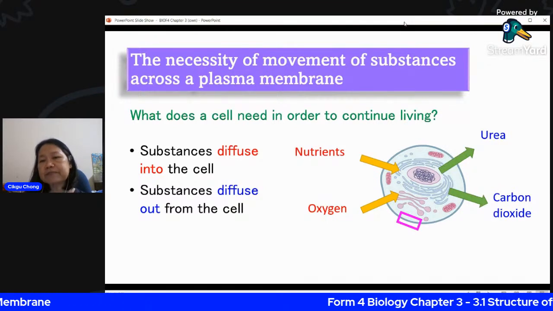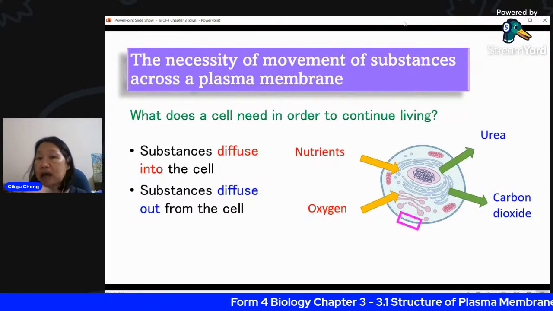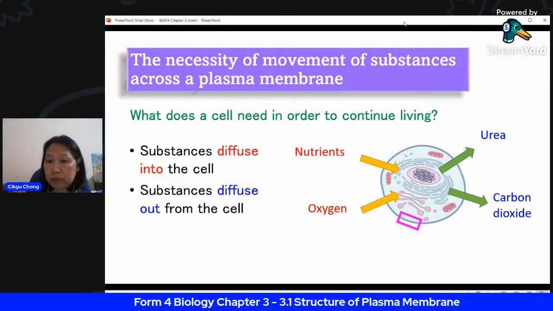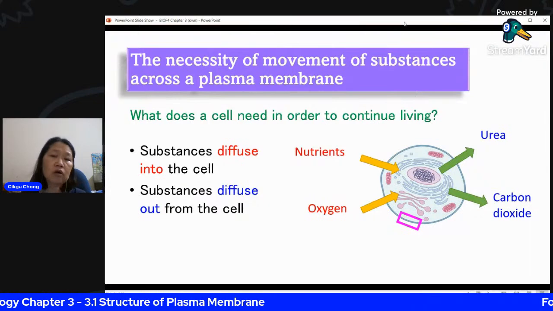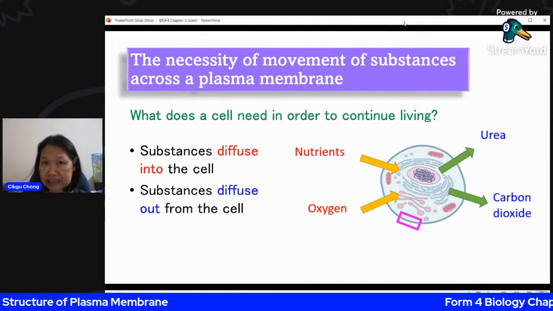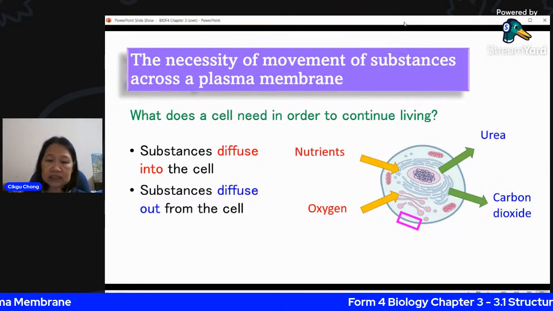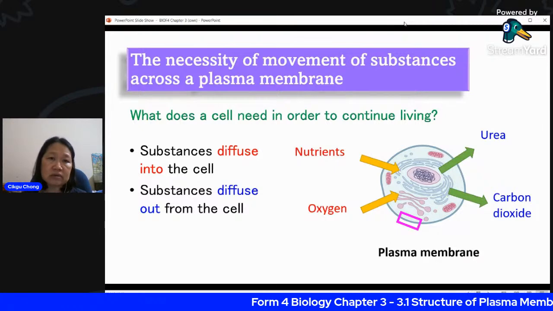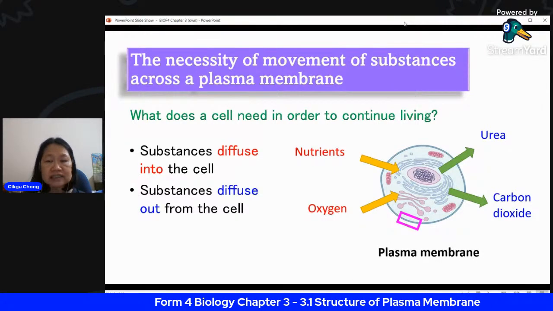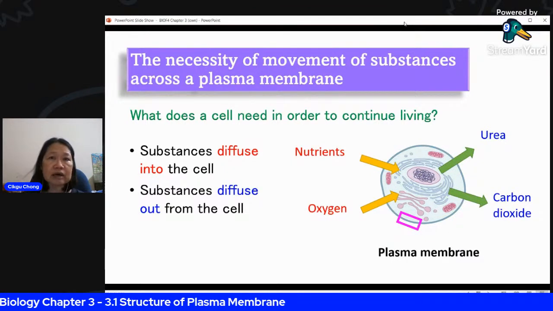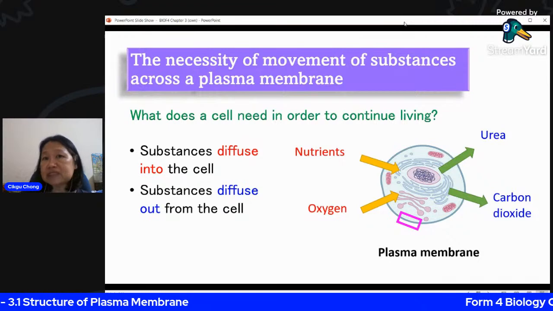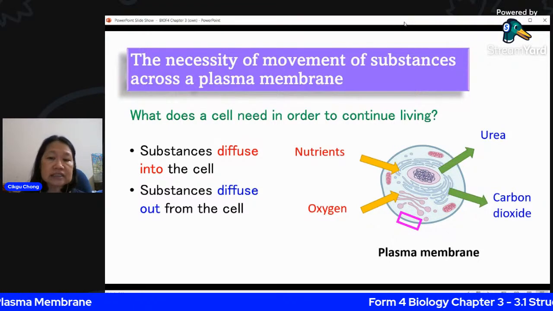Okay, so you notice that the only way it can move in and out is through a very thin membrane here, which you have learned in Form 1. This is called the cell membrane, or to be specific, we call it the plasma membrane. This is the membrane that separates the cell from the external environment, from all the surroundings, all the materials and substances that are outside the cell. So that is the plasma membrane.